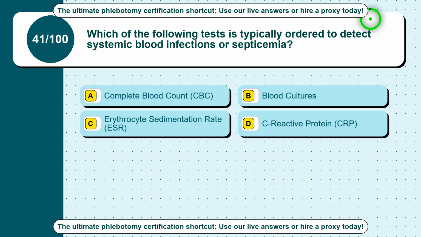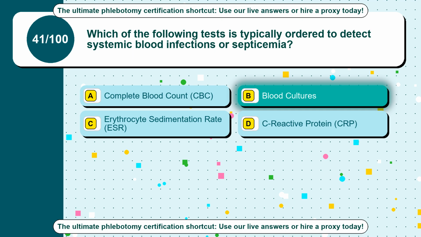Question 41. Which of the following tests is typically ordered to detect systemic blood infections or septicemia? Option A. Complete blood count, CBC. Option B. Blood cultures. Option C. Erythrocyte sedimentation rate, ESR. Option D. C-reactive protein, CRP. The correct answer is option B.